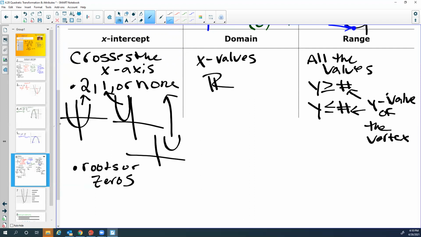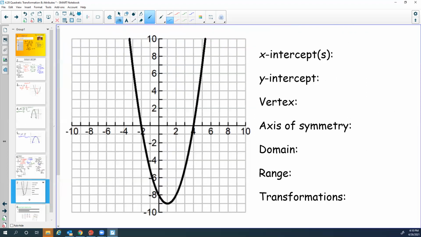All right, let's take a look at an example here. So first things first, let's identify our x-intercepts. I see I have 2 of them, right here and right here. The x-intercepts are -2, 0 and 4, 0. My y-intercept is right down here. It is -8, 0. Actually, I wrote that wrong. Remember, it should be 0, -8.